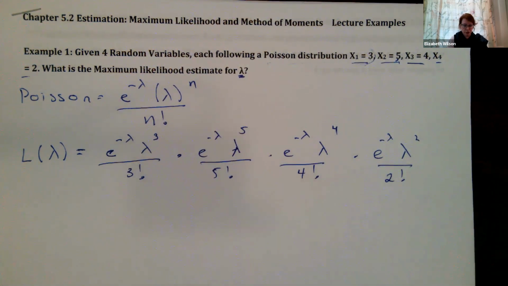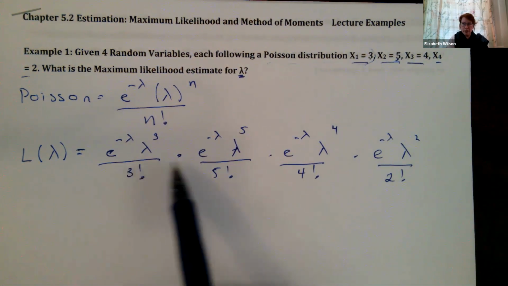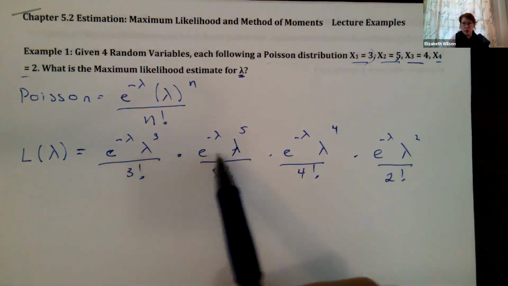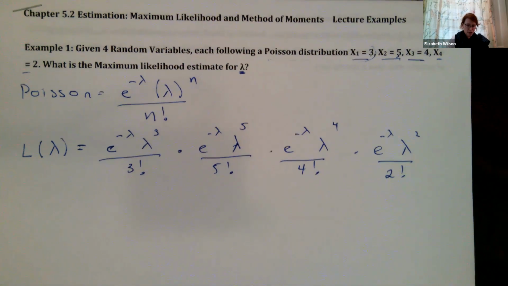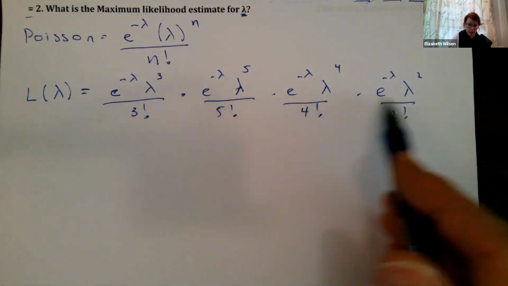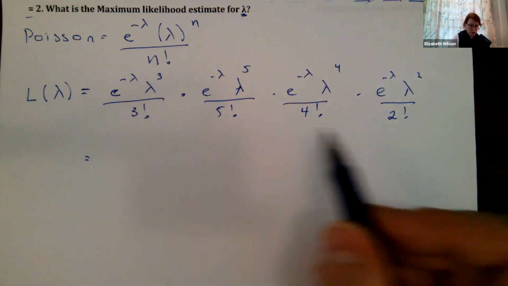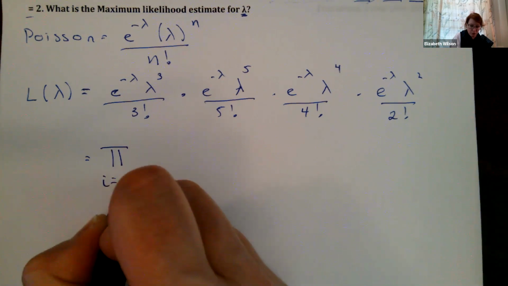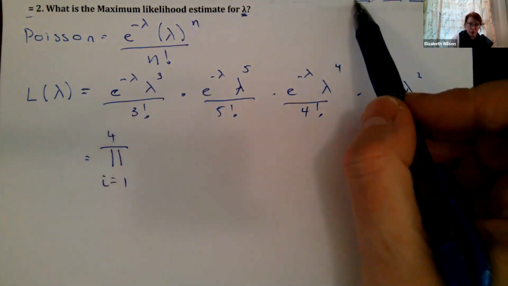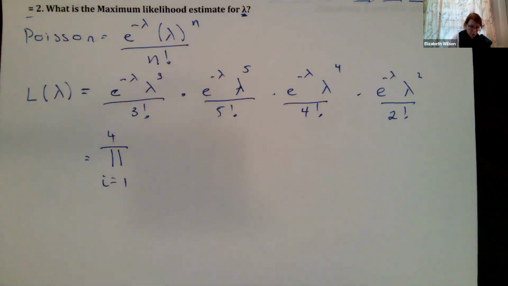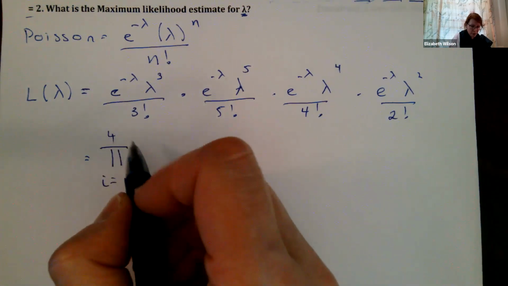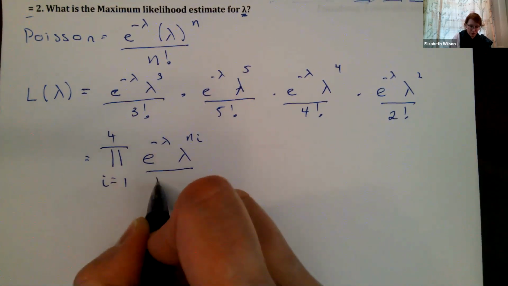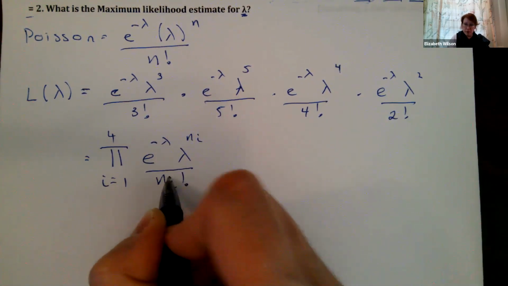Remember, our likelihood function is the product of all of these different probability density functions using each of the observational values that we found. So I'm going to put all of these together using my law of exponents to come up with one function. This is going to be the product, i equals 1 to 4, since I've got 4 different random variables. I'm going to multiply all of these together: e to the minus lambda, lambda to the n sub i, over n sub i factorial. That's what I just did right here.